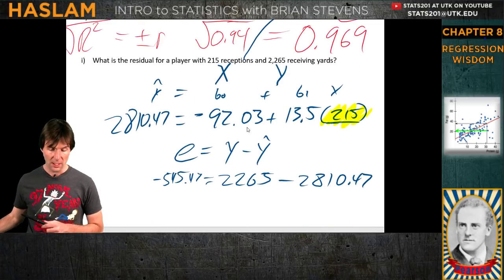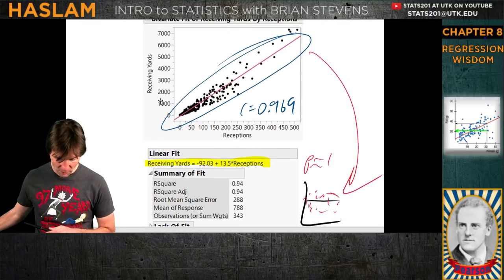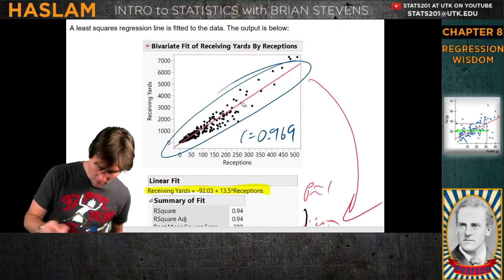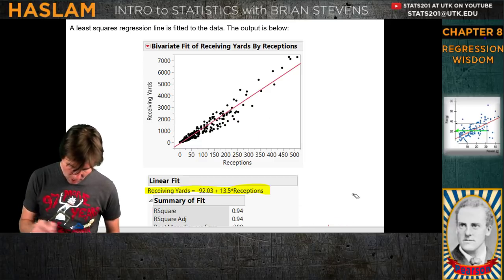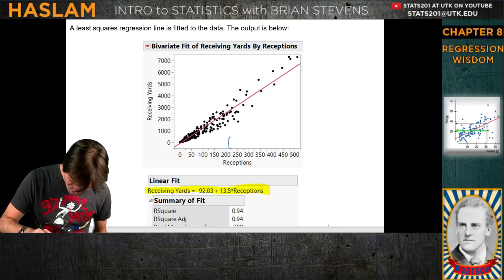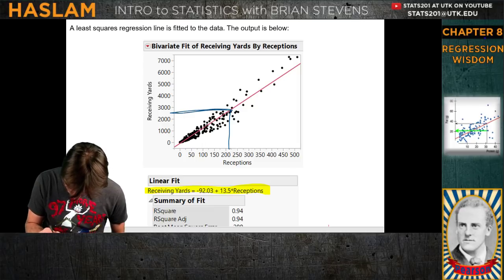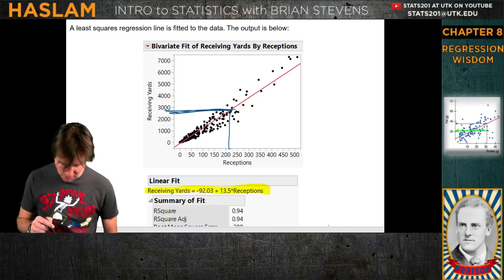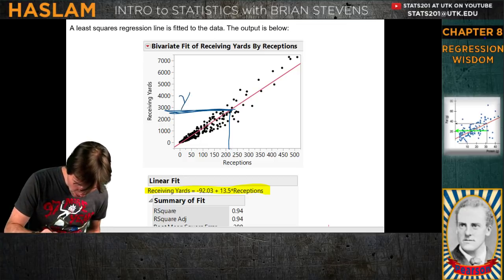Does everyone see that if they have 215 receptions, where would they be? So we're going to look at this graphic right here, and we're going to draw on it. Here's what I would do if I was taking the test with my knowledge of statistics. I would plot right here at 215 and trace up. Does everyone see where that line hits? Wherever that line is hitting, which I think is about there, that is the predicted value. This value right here is y hat, very specifically the value right there.